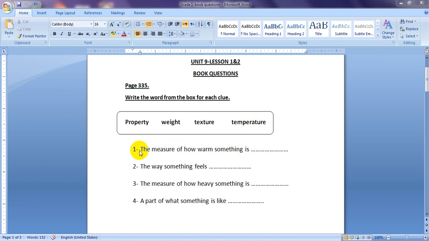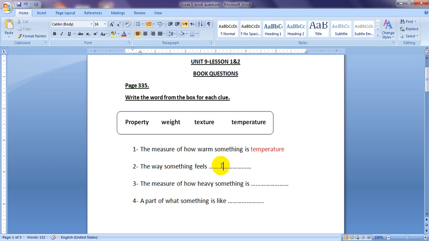Question number 1. The measure of how warm something is. Do you remember this term? How hot or cold something is, or how warm or cold something is, means its, yes, it means its temperature. So here in this space you will write the word temperature.